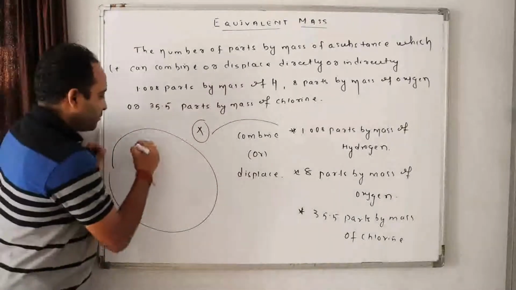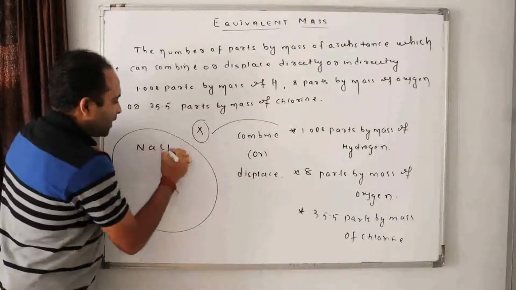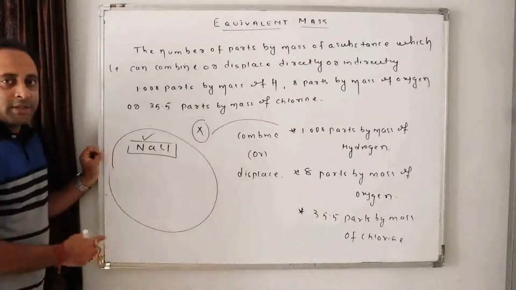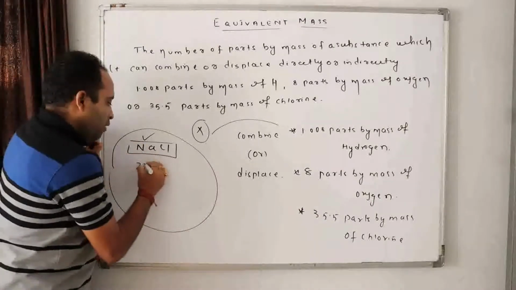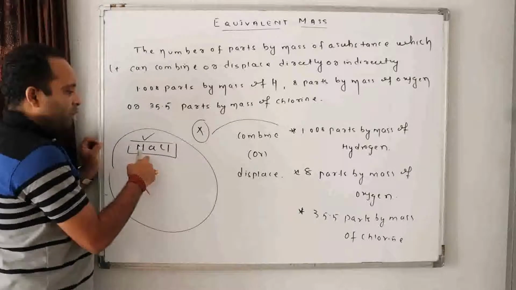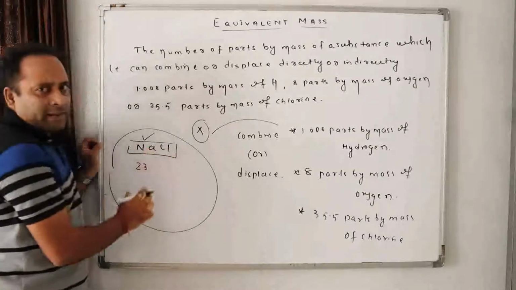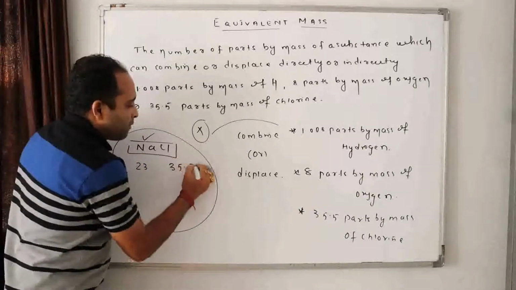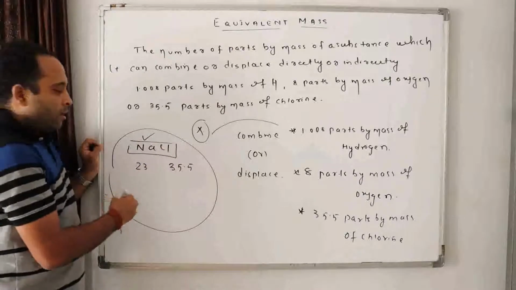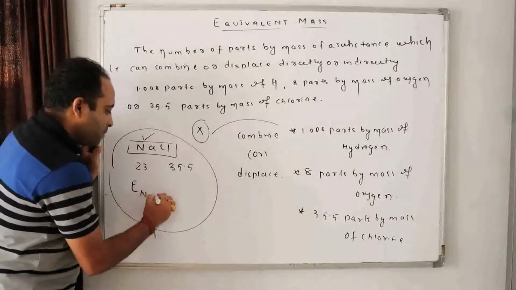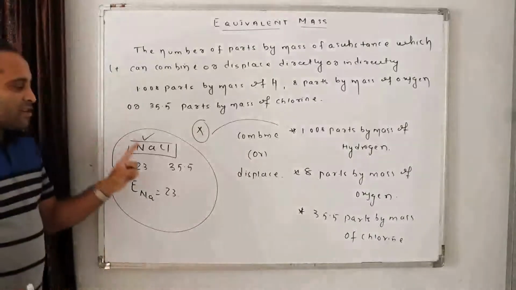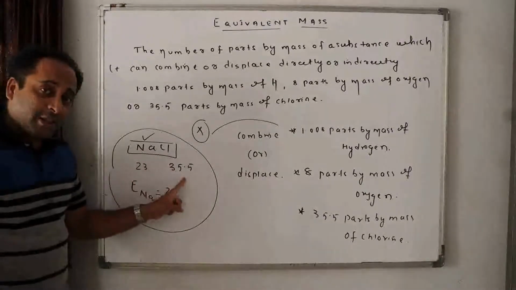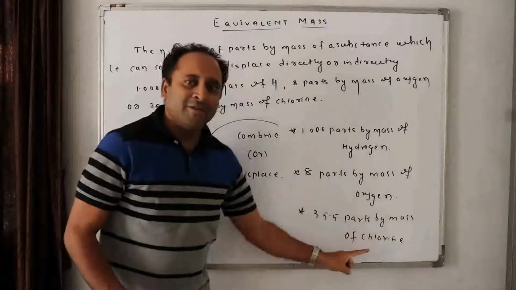I will give you one more easy example. For example, if you say NaCl, what is the equivalent mass of Na here? In this case, 23 parts by mass of sodium combines with 35.5 parts by mass of chlorine. So what is the equivalent mass of sodium? It is 23, because equivalent mass is defined as the number of parts by mass of a substance that combines or displaces 35.5 parts by mass of chlorine.